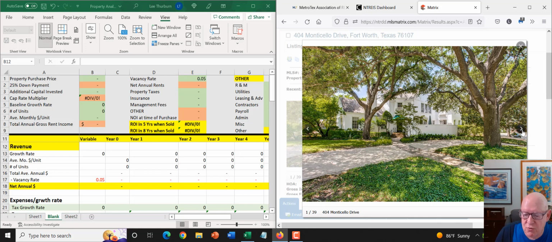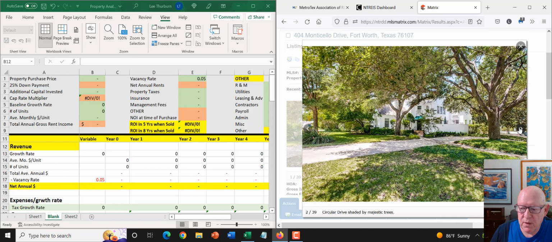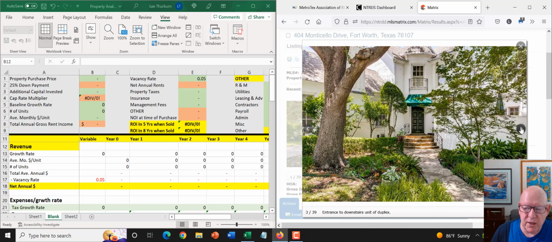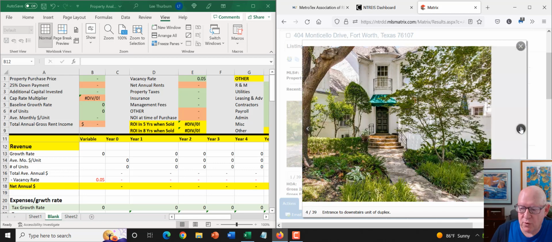So this is an external view. This is actually 2 buildings, 5 units. They're sold on 2 different lots, but they're sold as one property. Here's an external view, and here's a different angle of the external view. Very beautiful property in a nice part of Fort Worth.